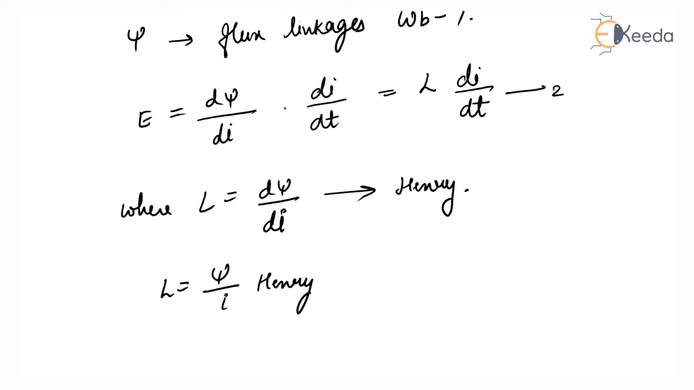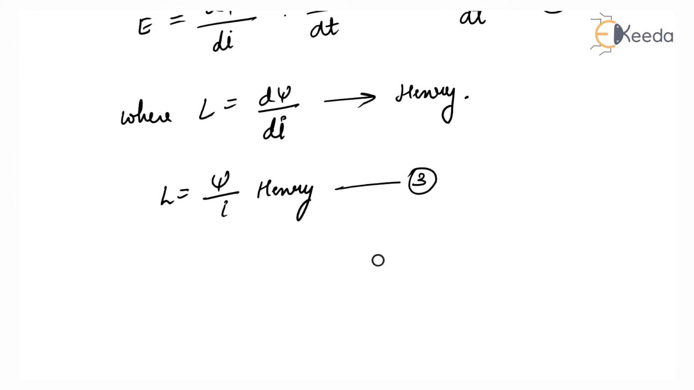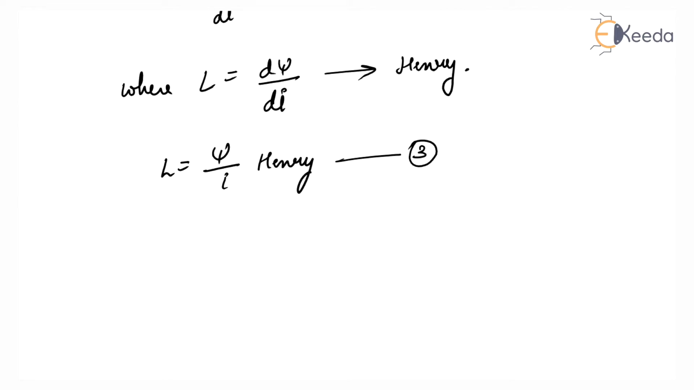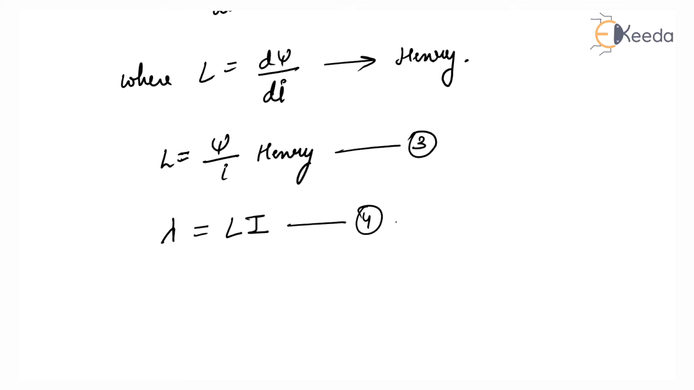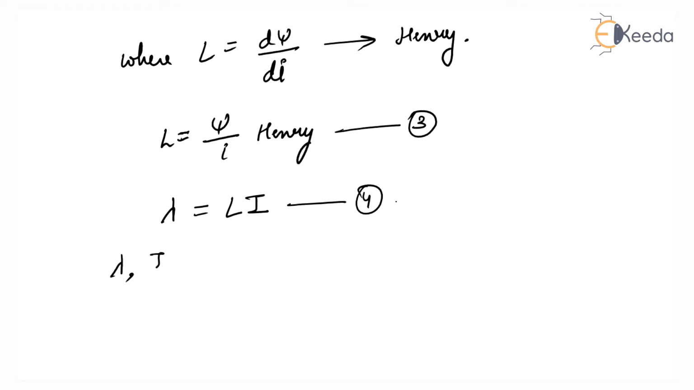This is equation number 2 and this is equation number 3. Or this equation 3 can be written as lambda is equal to L I, where lambda and I are the RMS values of flux linkages and current respectively.